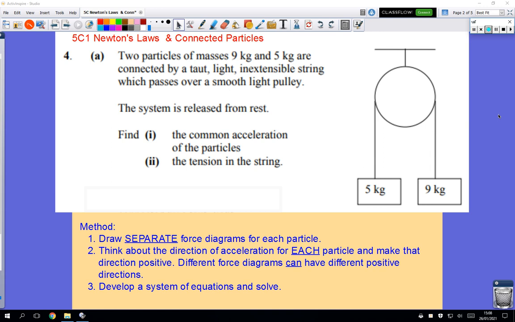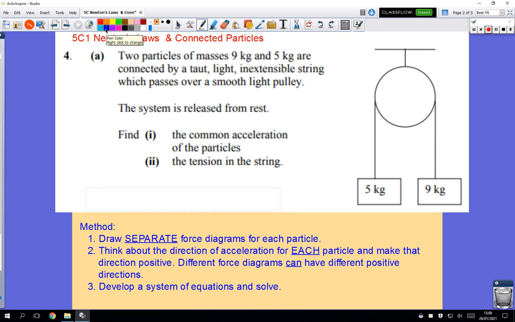Okay, in this class I'm going to talk about Newton's laws and connected particles. So particles that are connected by a light inextensible string. So here we have a picture, and this is typical of a Leaving Cert standard question.